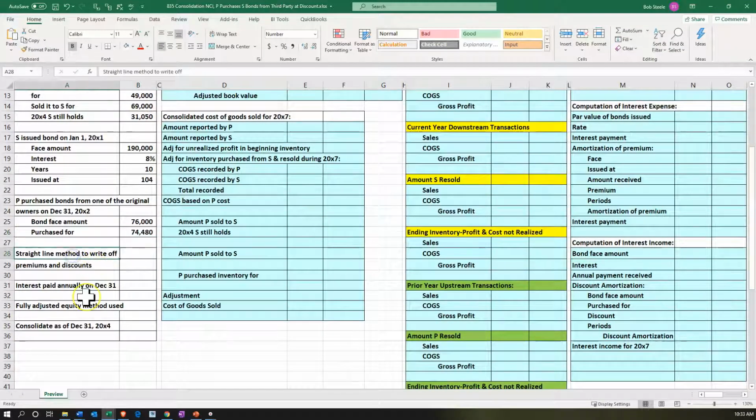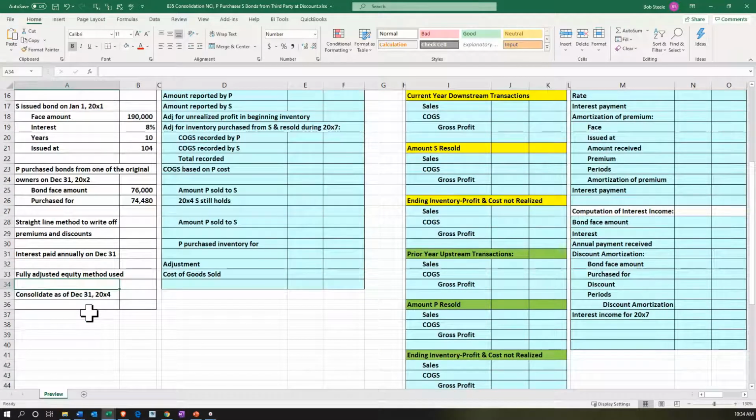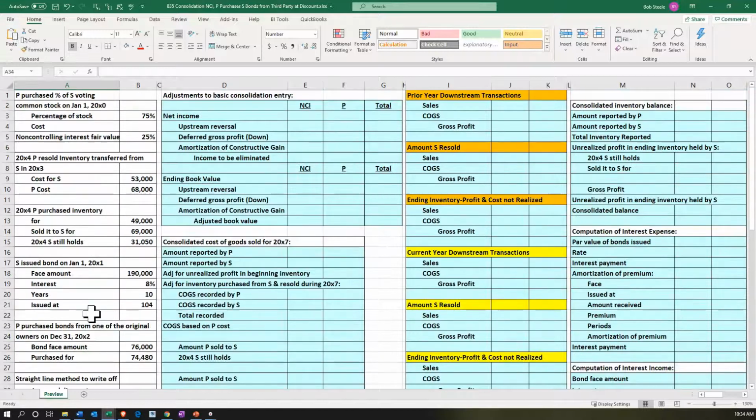Then we have the straight line method to write off the premiums and discounts. The interest is paid annually on December. We're going to be using the fully adjusted equity method. We're going to have the consolidation as of December 31st, 2000 x 4. So we're going to have our worksheet up top. This is going to be our adjustment to the basic consolidation entry. So we're going to do this basic consolidation entry. We're thinking about those types of things that might affect the income statement typically for S, and those are usually the things that we might adjust our original entry for.